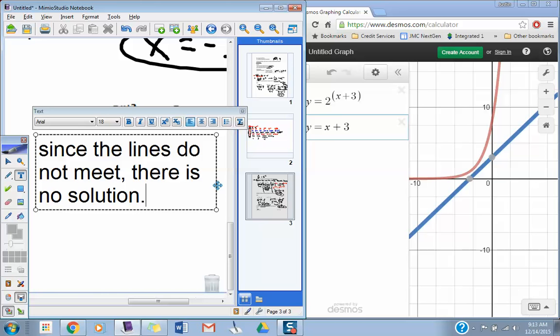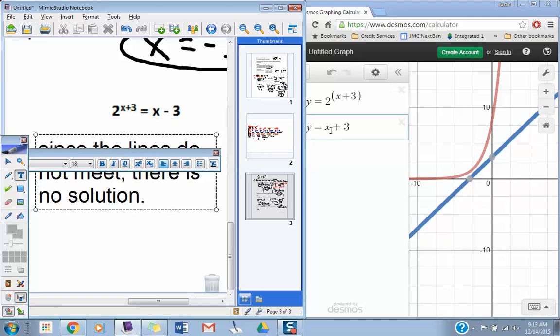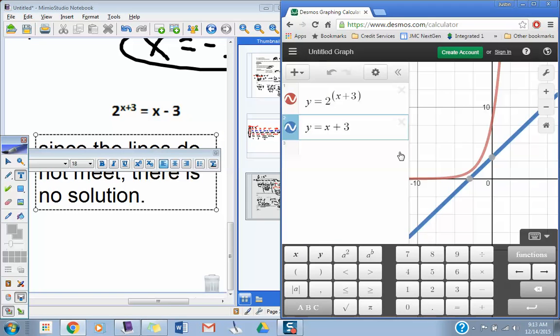Okay? Why does it go from x minus 3 to x plus 3? Did I type something in incorrectly? Oh, I screwed up. Never mind. Thank you, Taryn. Nice catch. My mistake. Should be x minus 3, right? Oh. Well, they still don't cross, right? So still no solution, right?